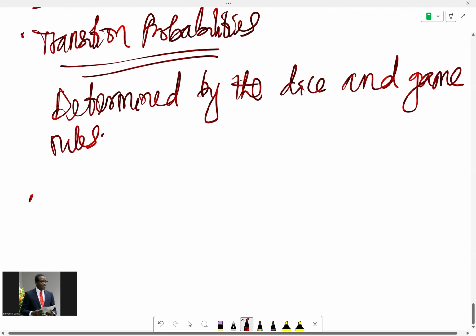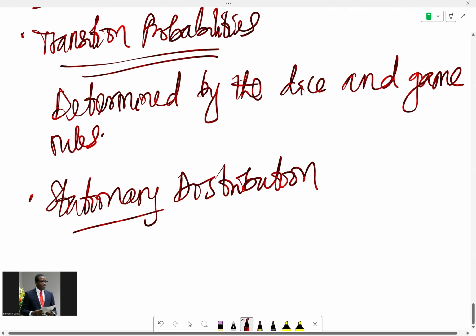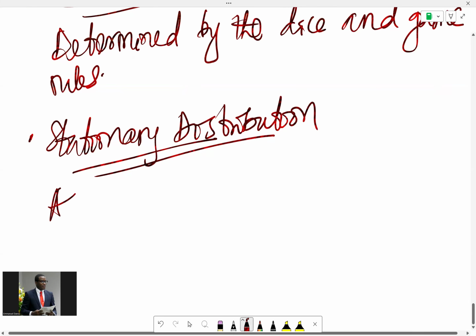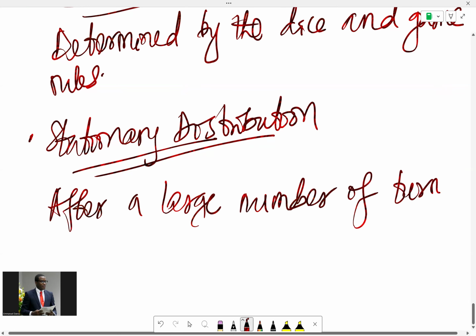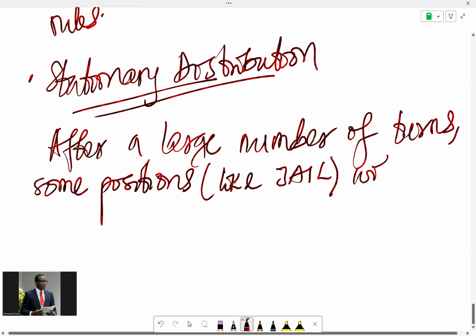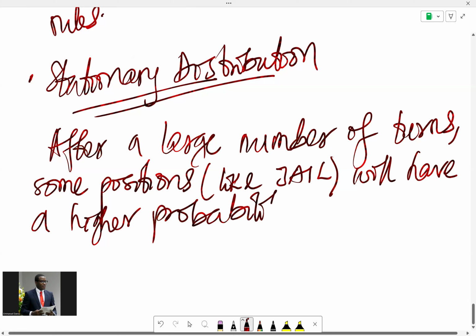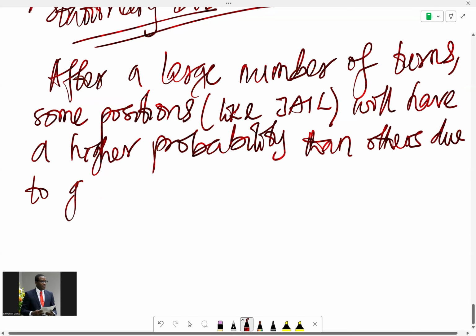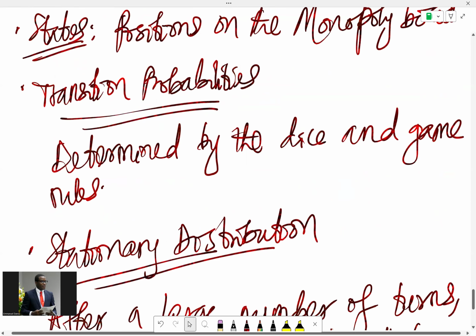Then we can also talk about the stationary distribution. For the stationary distribution, after a large number of turns, some positions, like what they call jail in Monopoly, will have a higher probability than others due to game mechanics, the very virtue of how the game is defined. So that is for board games like Monopoly.